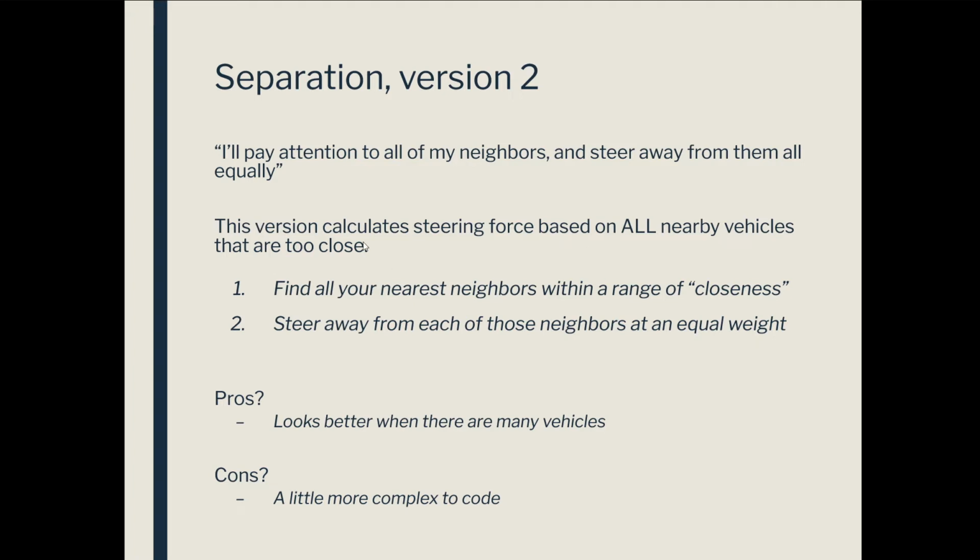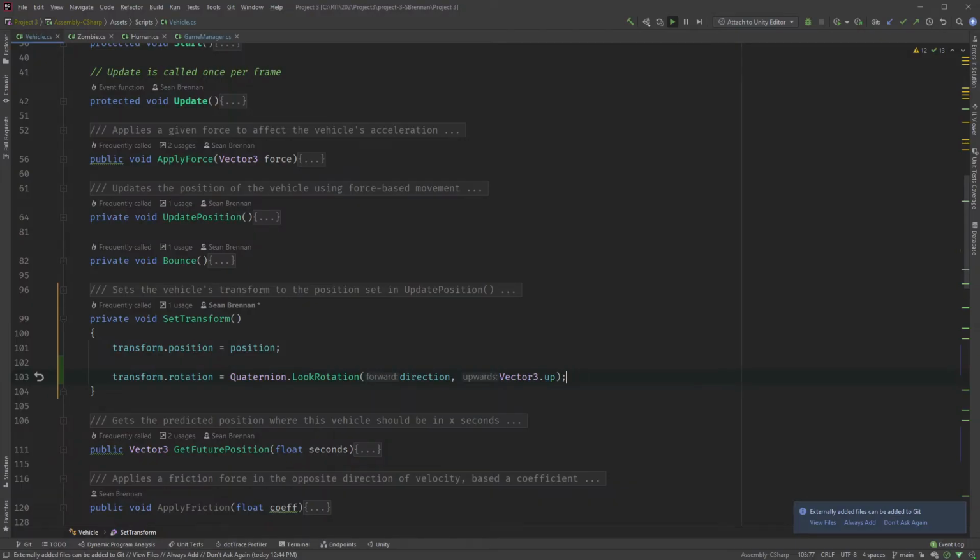So we basically want to steer away from every nearby vehicle that is too close to ourselves. So in the vehicle, we can find all of the nearest neighbors within a certain range of ourselves, and then we can steer away from those at an equal weight. So this is going to look better than the first one because there's going to be a lot of vehicles in our scene, but it is a little bit more complex. But I'll get into that right now. So let's go into our code.